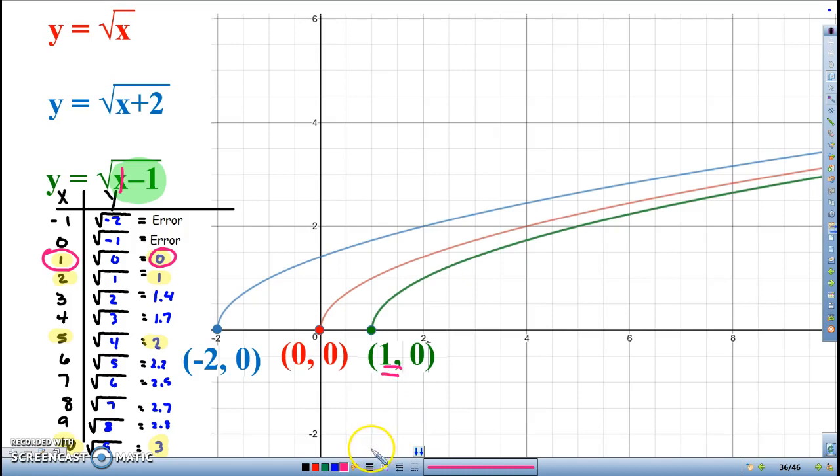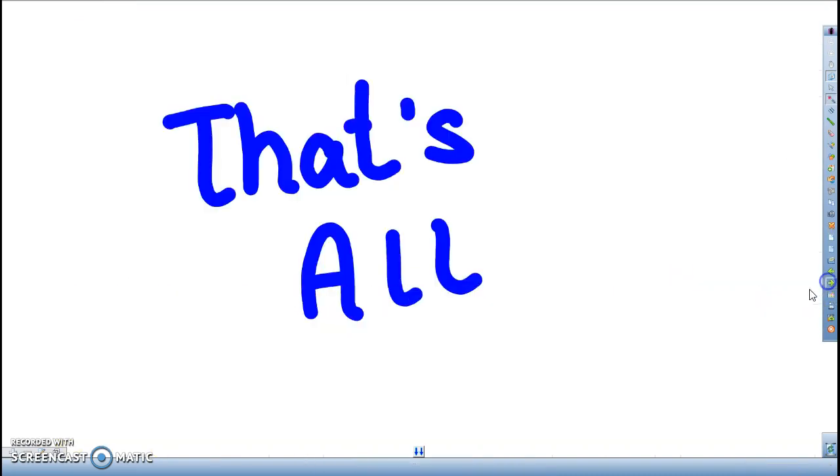Did you guys notice the patterns? It might help. That's definitely a help. That's my trick that I may or may not have taught you in class. So good luck with this.